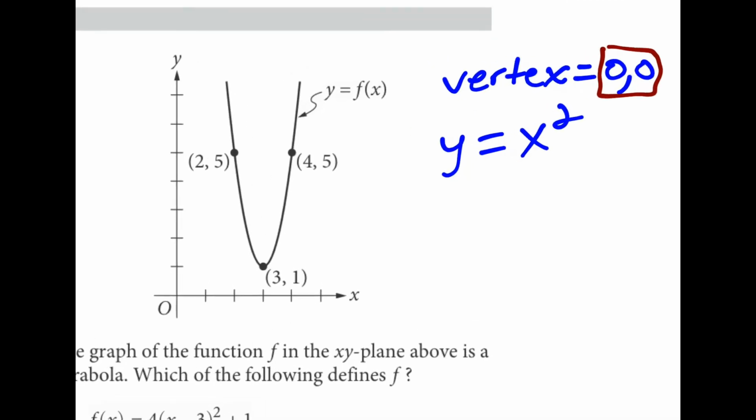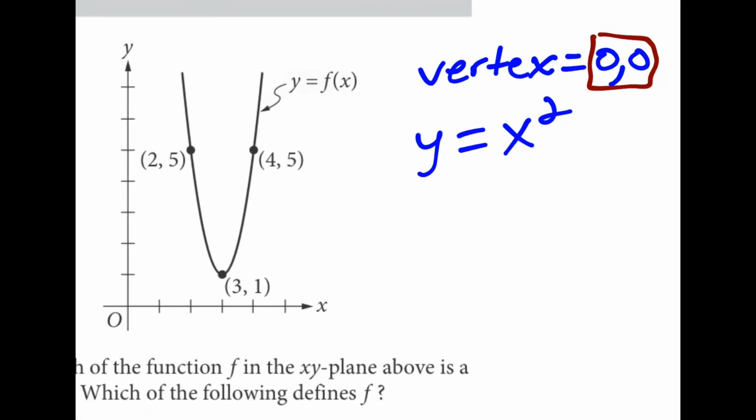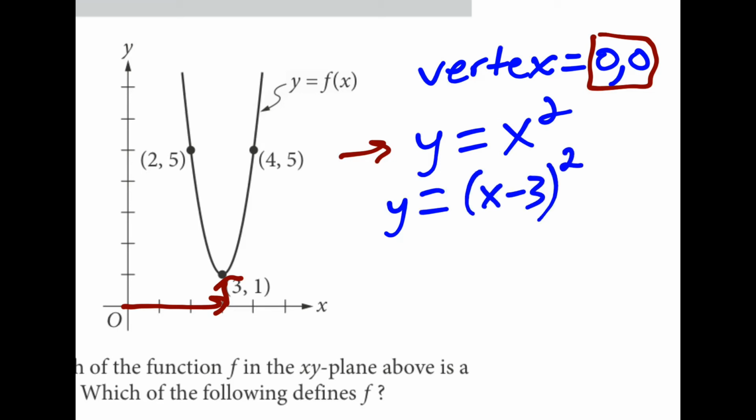Number 13 is about this parabola. We want to figure out its function. So remember parent functions. Y equals x squared is a parabola. And for that one, we have a vertex of 0, 0. This parabola is 3 to the right and up 1. So let's perform a translation. For the x, we take the inverse. So instead of going plus 3, because we're going right 3, we'll put it in as x minus 3. And for the vertical translation of plus 1, you just put it in like this.